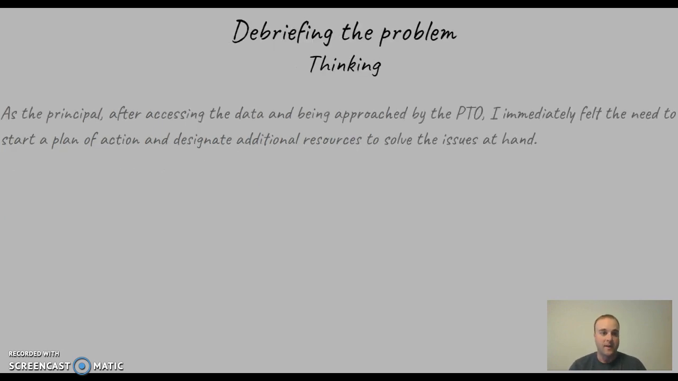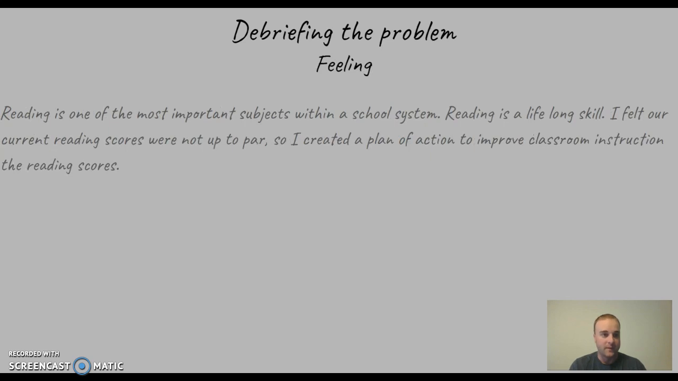Debriefing the problem. Thinking. As the principal, after accessing the data and being approached by the PTO, I immediately felt the need to start a plan of action and designate additional resources to solve the issues at hand. What can I do to help my staff and my students for both of them to improve in the reading and English language arts department? My feeling is that reading is one of the most important subjects within a school. Reading obviously is a lifelong skill. I felt our current reading scores were not up to par, so I created a plan of action to improve classroom instruction and to help improve the reading scores.